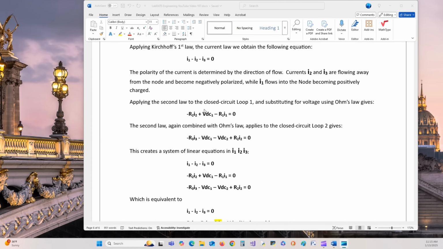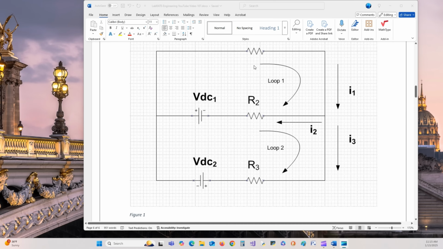Applying the second law to the closed circuit loop 1 and substituting for values using Ohm's law gives the following. I'll show you how we got that. Here's our loop. We're assuming current flowing counterclockwise in both loops. You just assume this. Here, I assumed this because I like treating my current as flowing from the positive pole to the negative pole. And voltage drops across the resistor are negative.